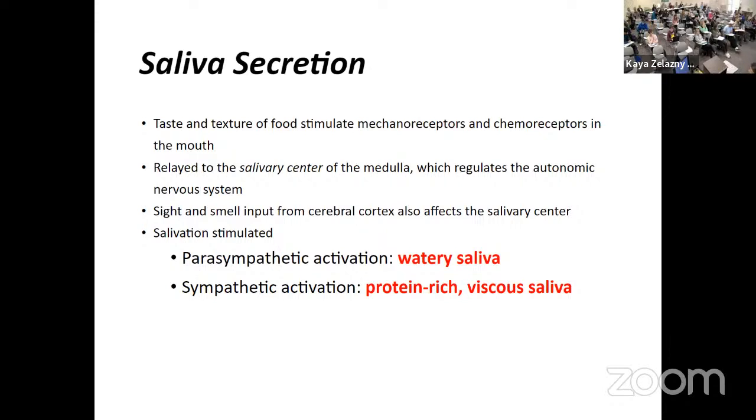When we're thinking about control of what the contents of the saliva are, we're going to be thinking about our autonomic nervous system again. So this is an automatic, autonomic kind of response. Our parasympathetic activation is actually going to produce watery saliva, while our sympathetic activation is going to produce protein-rich, viscous saliva.